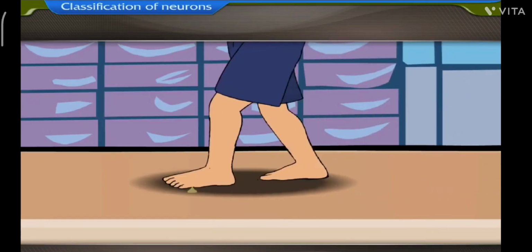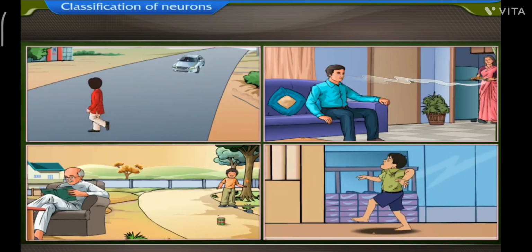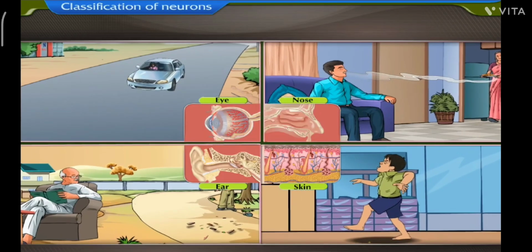When we step on a very sharp object with a bare foot, our skin gets hurt and we suddenly scream. As we analyze these four situations, we understand that different sense organs are involved in gathering the information from the environment. As a result, a sudden reaction takes place in response to such situations.